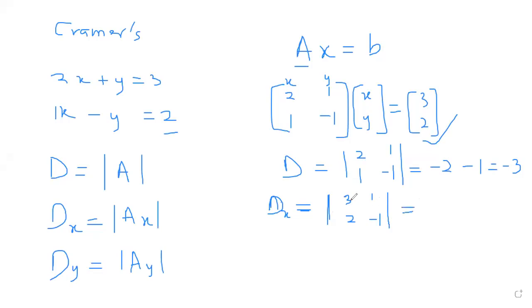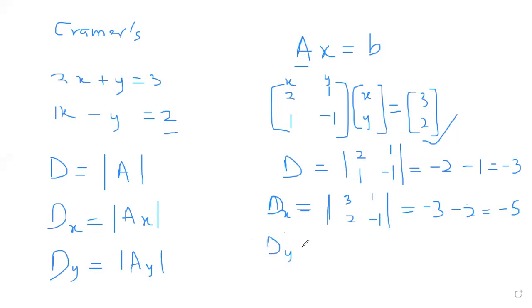So the determinant now is going to be 3 times 1, which is 3. Okay, minus 2 times 1, which is what? 2. So this will give us what? This will give us negative 5. Then finally we have dy.